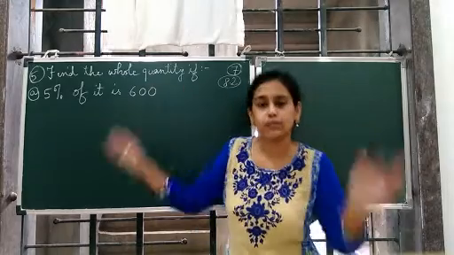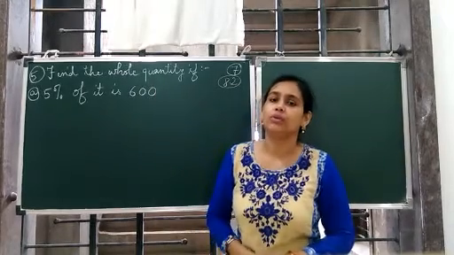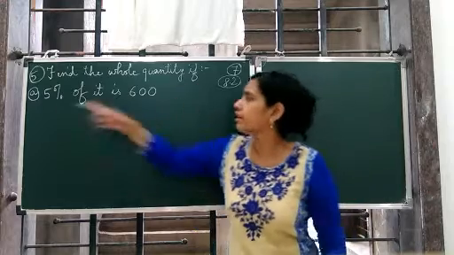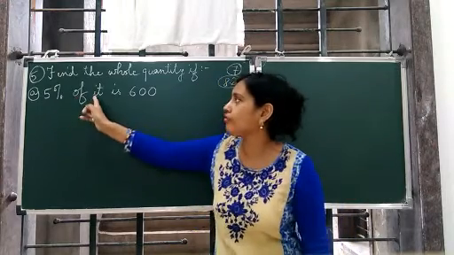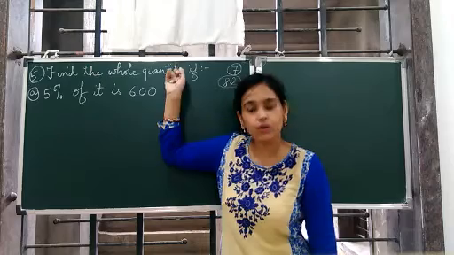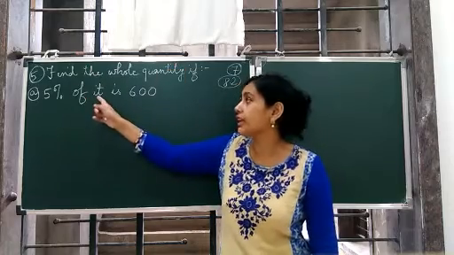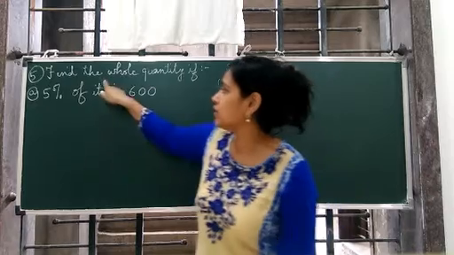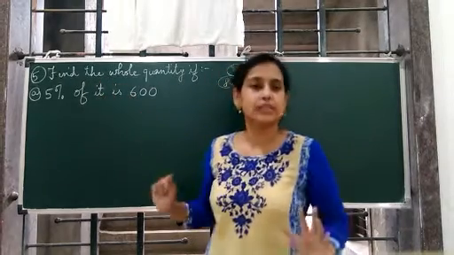Whole quantity means find the complete, entire quantity. How much is the whole? If 5% of it, meaning the whole quantity, 5% of it is 600. Now we don't know this, so let's assume it as x.